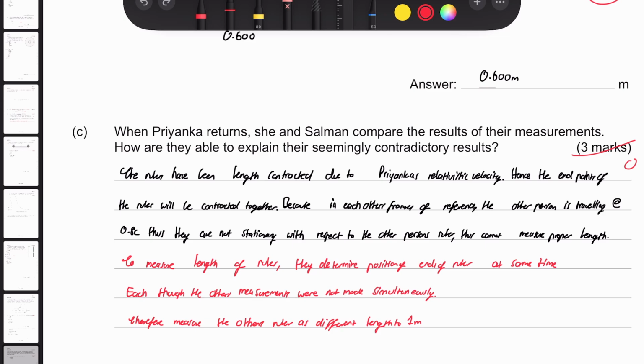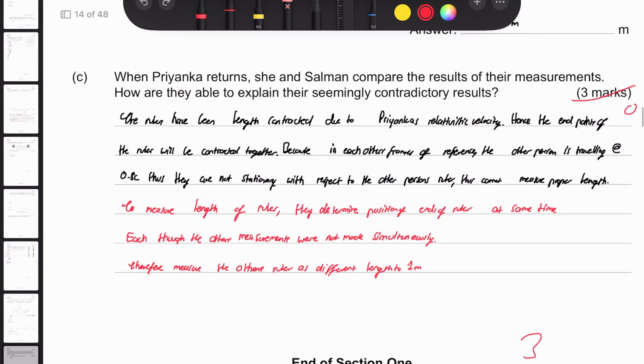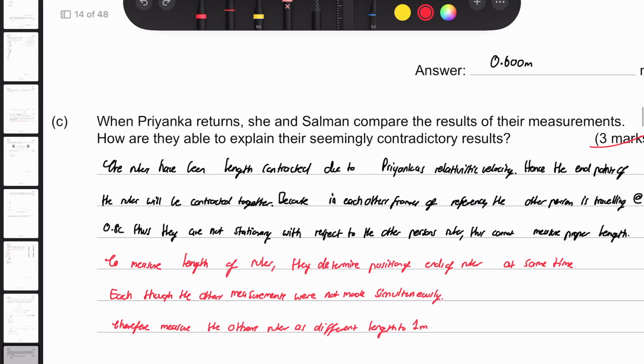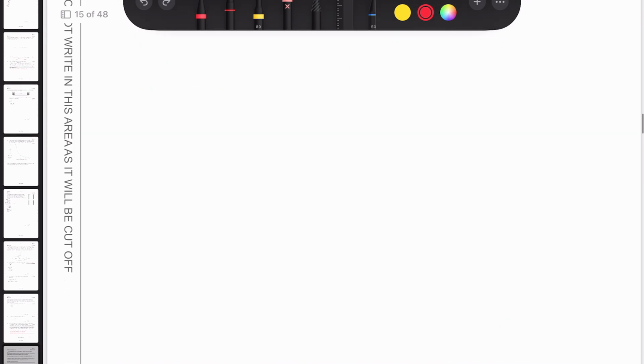I needed to say that to measure the length of the ruler, they determine the positions of the ends of the ruler at the same time. And then this is where I get confused. The second mark I'm already confused. Each thought the other's measurements were not made simultaneously. I'm not sure why they say that, because then they say at the same instant each measures. So I'm going to have to ask around for that one, to explain that. And then therefore they measure the other's ruler as different to 1 meter, which I should have just said for a mark or whatever.